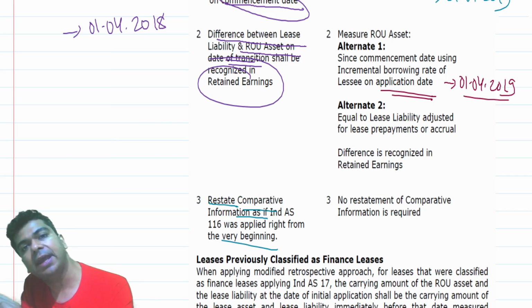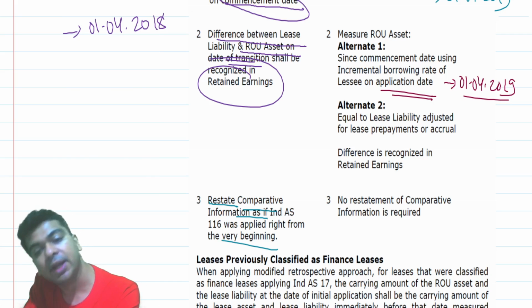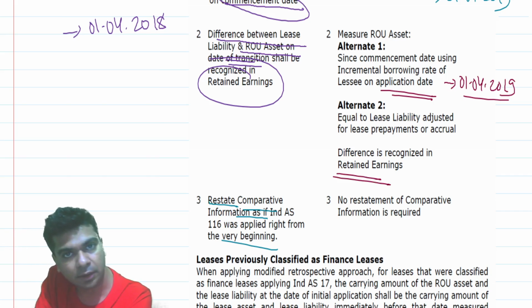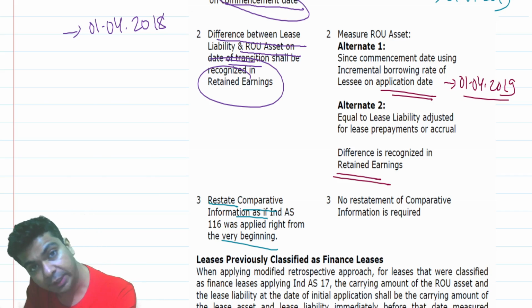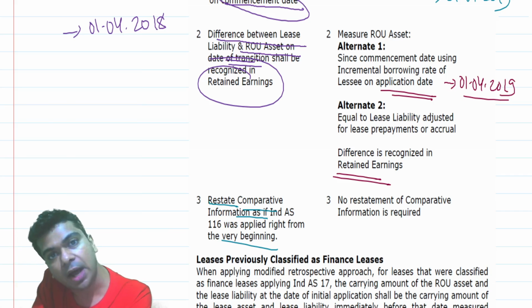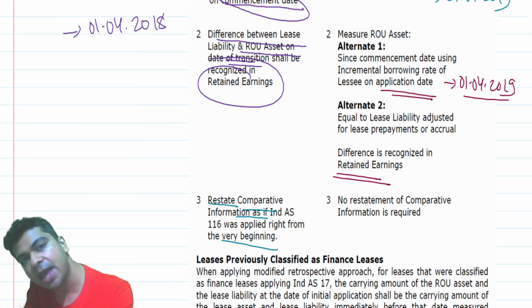Then provide depreciation and find out what is the ROU asset on the application date. Okay. And then again, ROU asset will be debited, lease liability will be credited, and the difference will be recognized in the retained earnings. That's what they say here, difference in retained earnings. Second alternative, even simpler than this. These alternatives are for ROU asset. Alternative 1, alternative 2 is only for ROU asset. Lease liability will remain as it is.